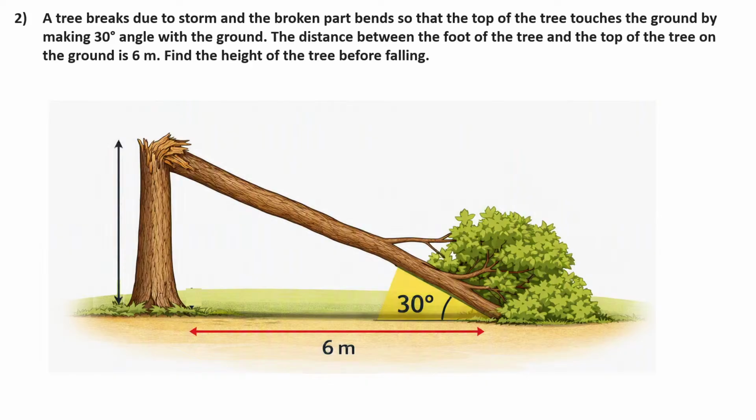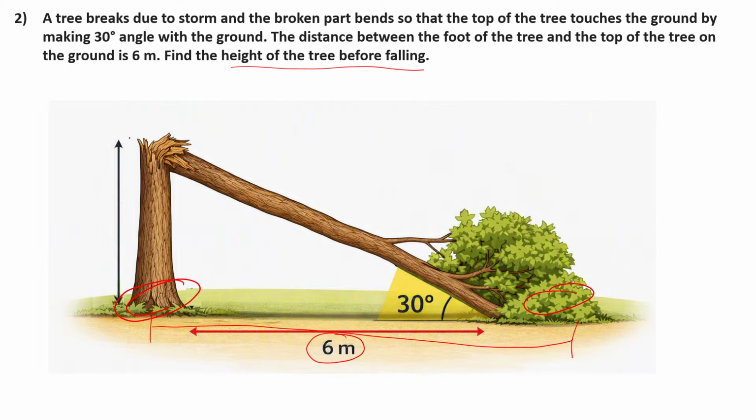All right. Now you see in the photo, you have a 6 meters red color line representing the distance between the foot of the tree and the top of the tree. Here, this is the foot of the tree and this one is the top of the tree. The distance between the foot of the tree and the top of the tree is given as 6 meters. So we need to find the height of the tree before falling down.